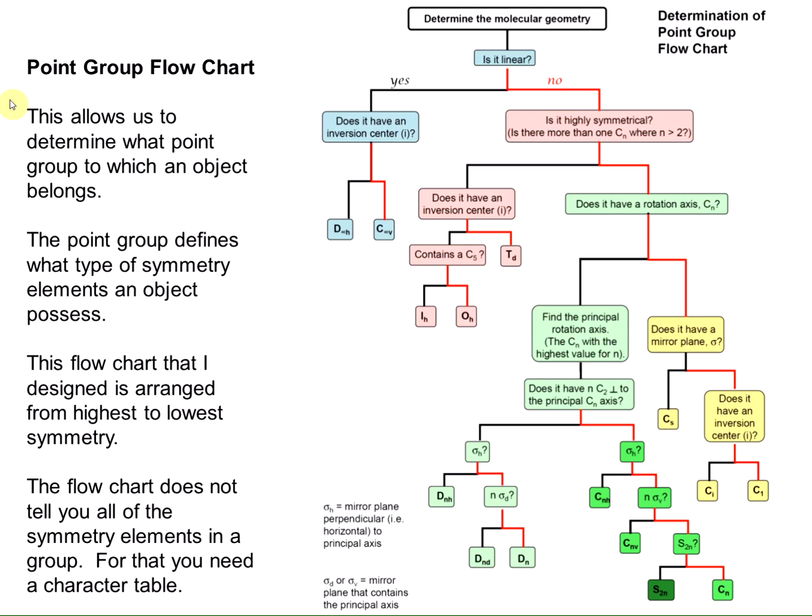Now, the flowchart does not tell you all of the symmetry elements in a group. For that, you actually need a character table. So as you look through the flowchart, first of all, you need to determine the molecular geometry. So you need to draw an appropriate Lewis dot structure and determine its molecular geometry. And you first determine, then, is it linear? So if you answer yes to a question when you make these decisions, you go to the left. If it's a no, you go to the right.